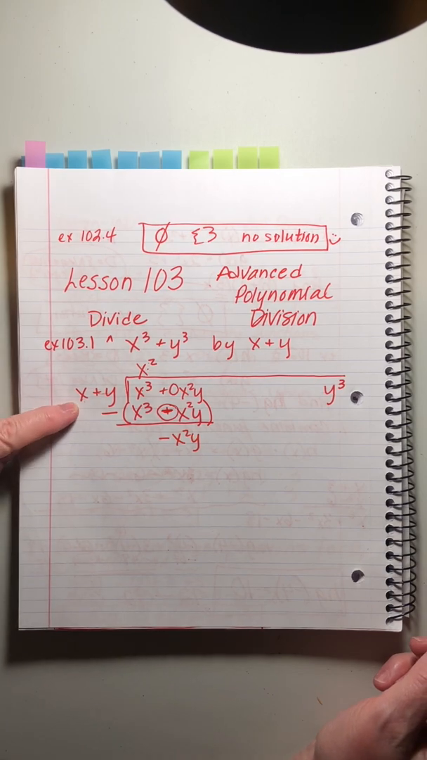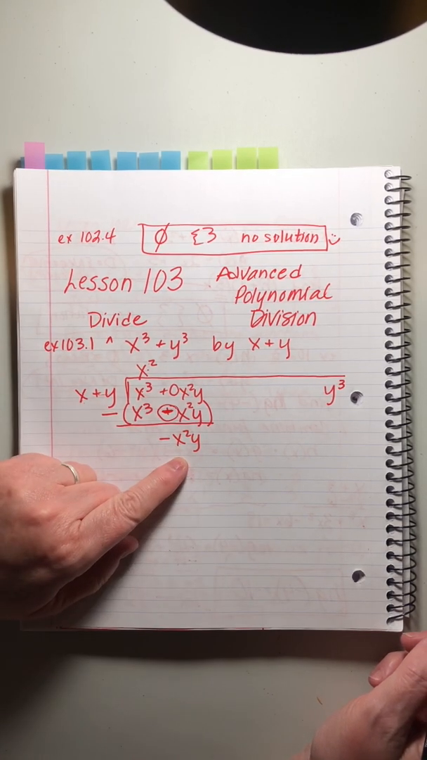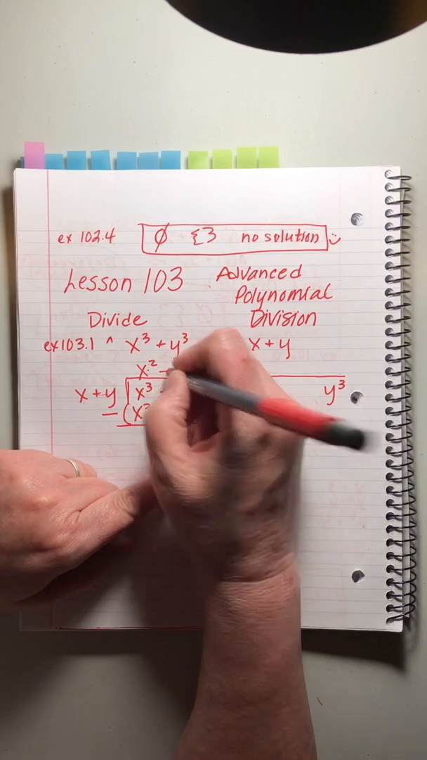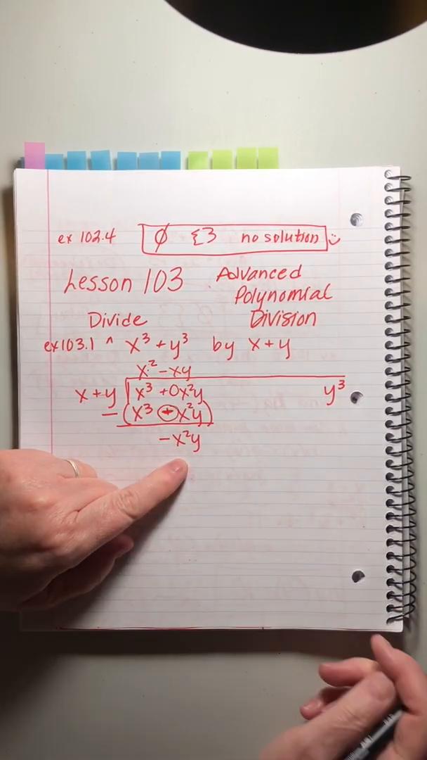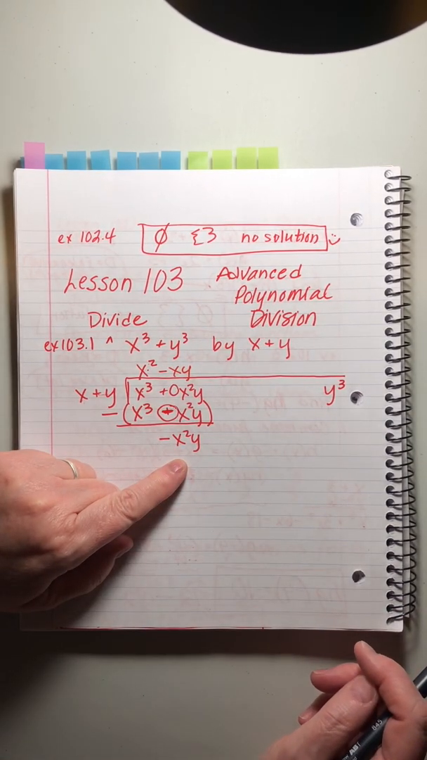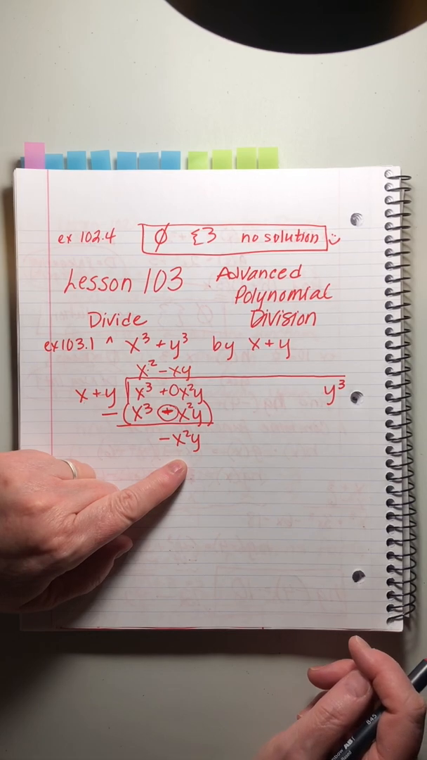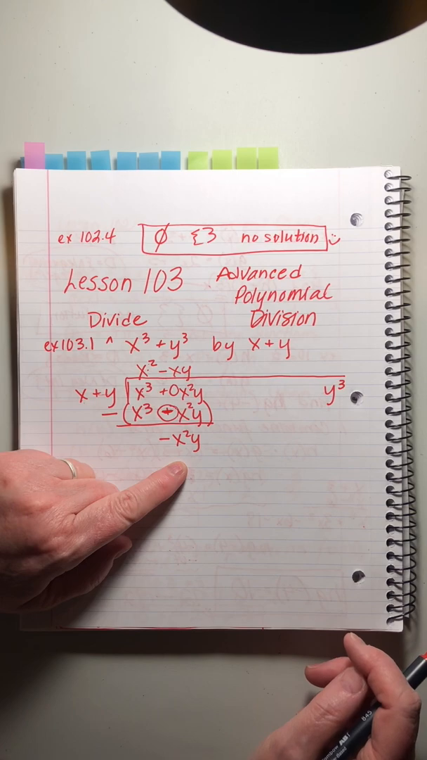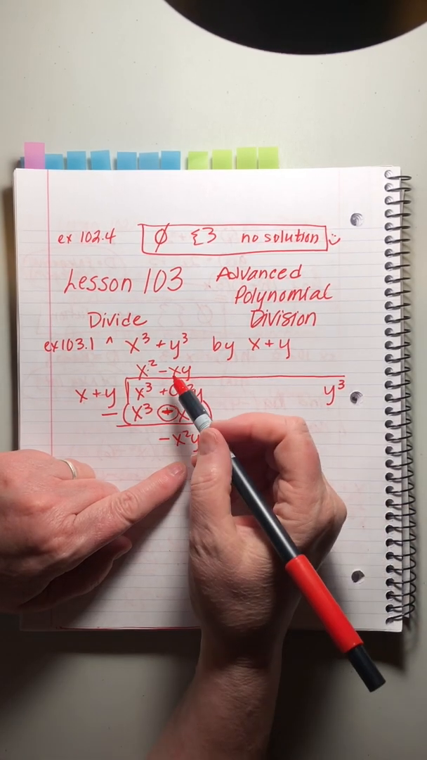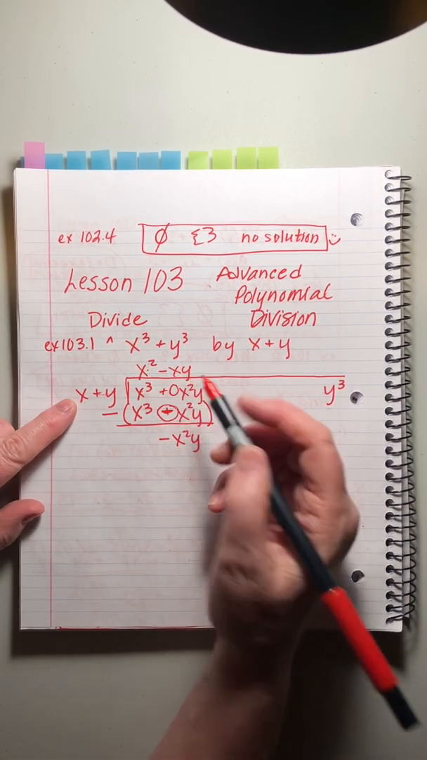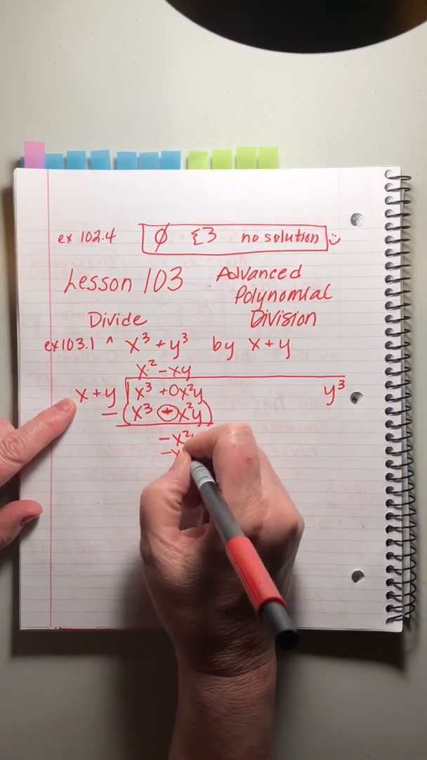What do we have to multiply by x to get minus x squared y? Okay, that would be minus xy, right? Yes. Just double checking, making sure. Okay. So now we actually multiply x times minus xy. We get minus x squared y.